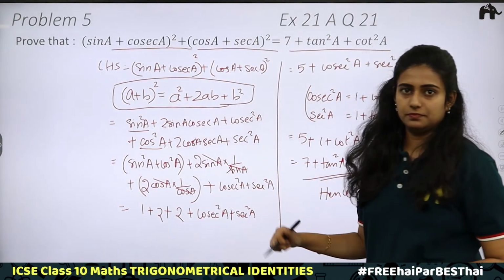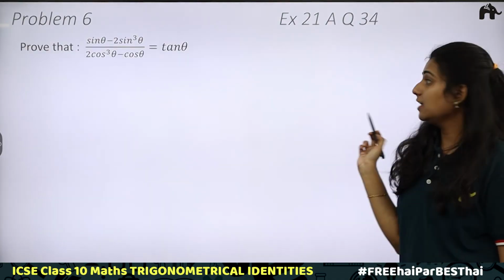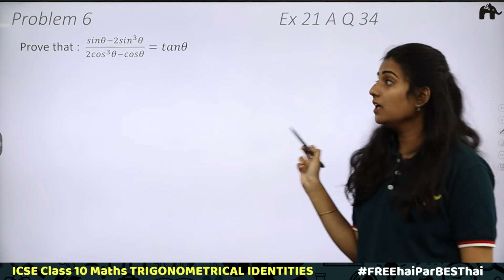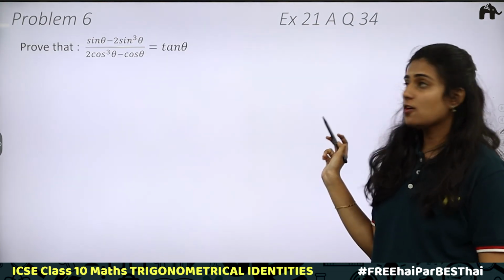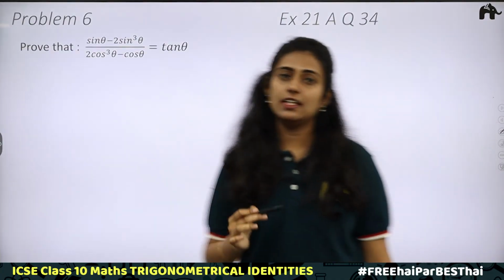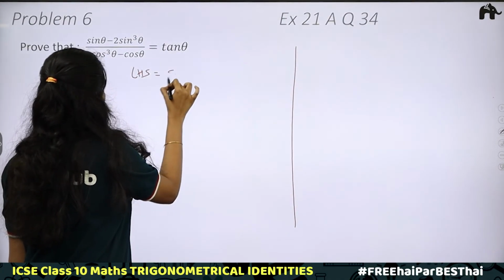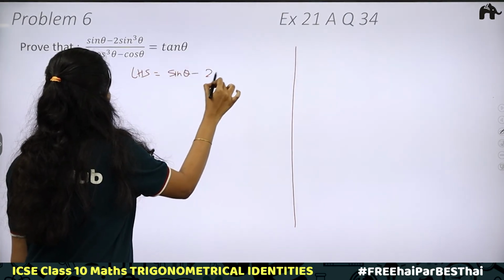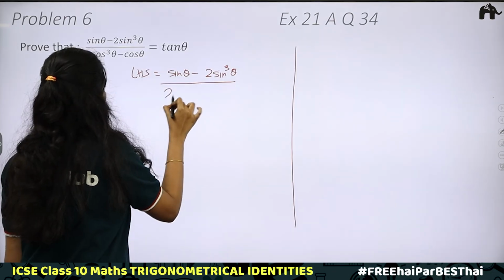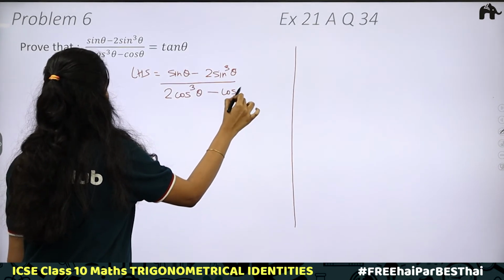Clear with this? Okay. Problem 6, question 34 of exercise 21A. Prove that sin theta minus 2 sin cube theta divided by 2 cos cube theta minus cos theta is equal to tan theta. Taking the left hand side, we have sin theta minus 2 sin cube theta divided by 2 cos cube theta minus cos theta.